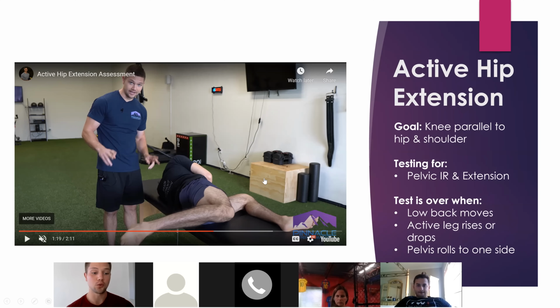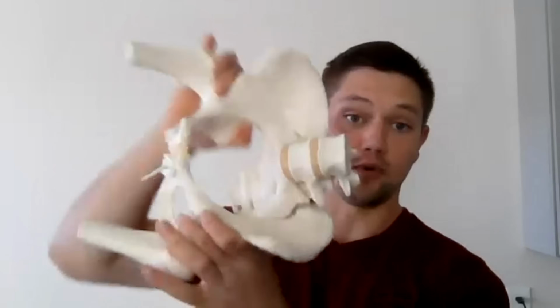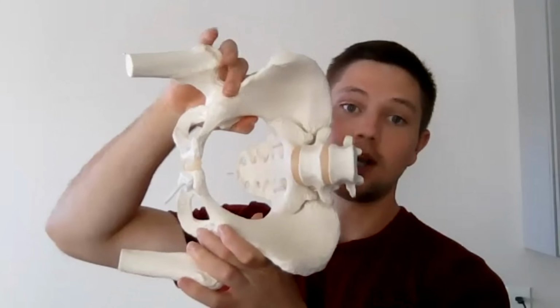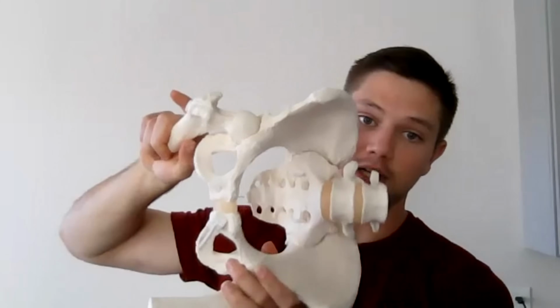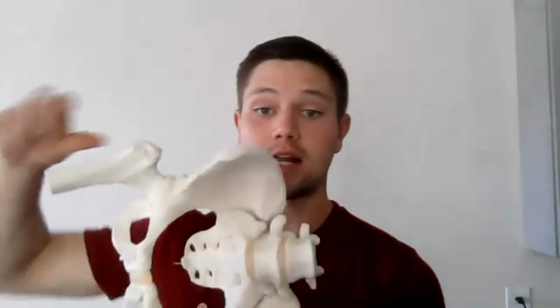If you see their pelvis roll to one side or the other, the test is over. If you see any sort of movement where that pelvis is moving like this, test is over. If you see any sort of movement where this leg comes really high or drops really low, test is over because they're not keeping it in line.